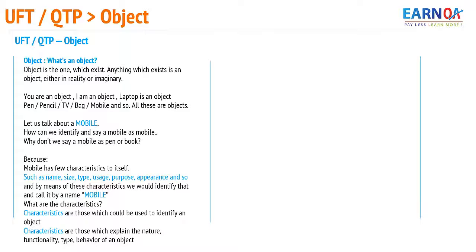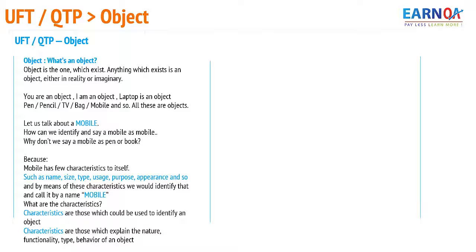Just remember, an object is the one which exists. Anything whatsoever which exists, either in reality or in the imaginary, is known to be an object. Objects have properties, and because of these properties we are able to properly identify the objects: laptop, mobile, pen, pencil, table, bag, mouse, keyboard, screen, speaker, table. These are all objects. You are an object.